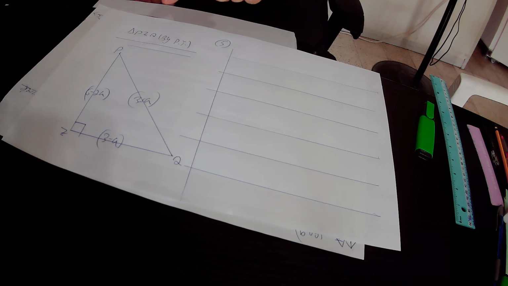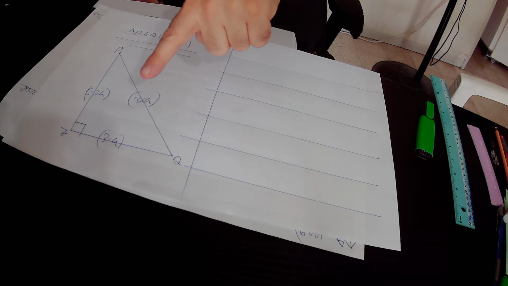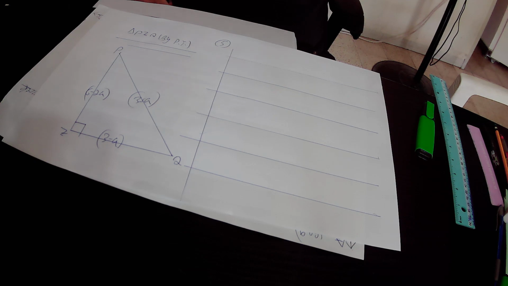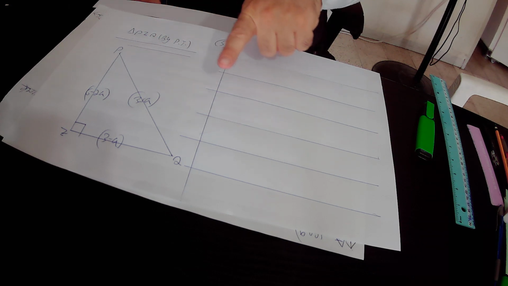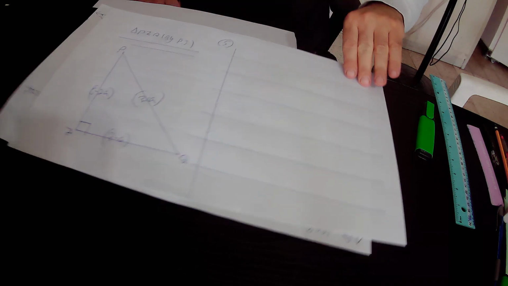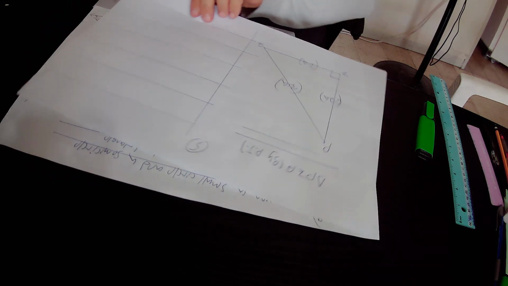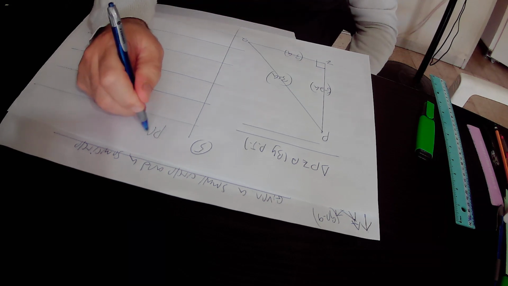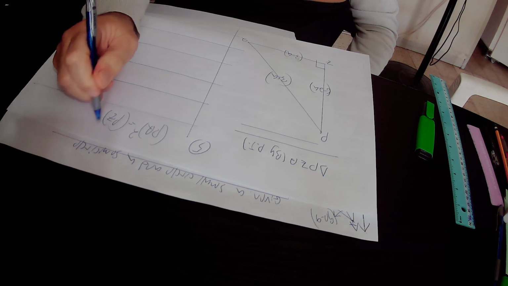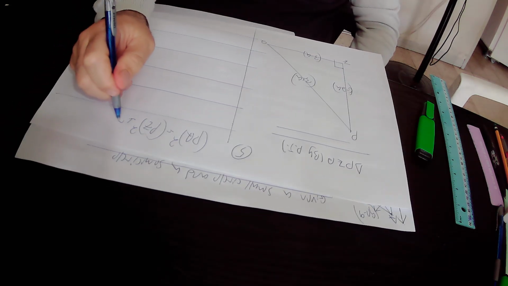We already found out that PZ equals 6 minus 2A, ZQ equals 3 minus A, and the hypotenuse PQ equals 3 plus A. According to the Pythagoras theorem, in this right triangle PZQ, PQ square equals PZ square plus ZQ square. Again, PQ square equals PZ square plus ZQ square. So I write it down. PQ square, that is the square of the hypotenuse, must be equal to PZ square plus ZQ square.